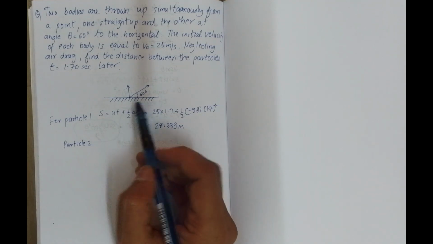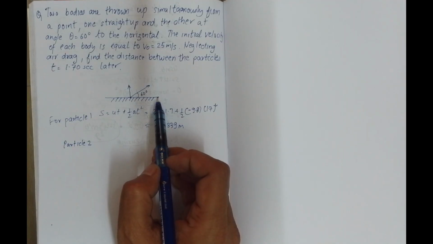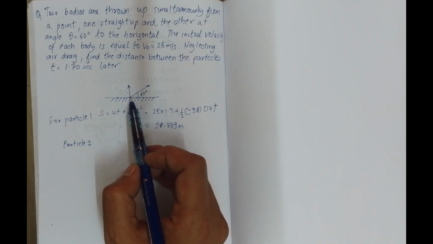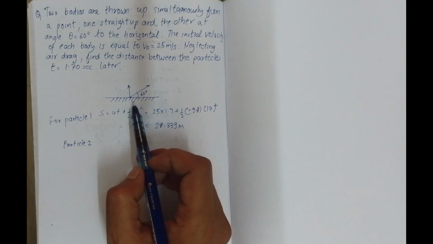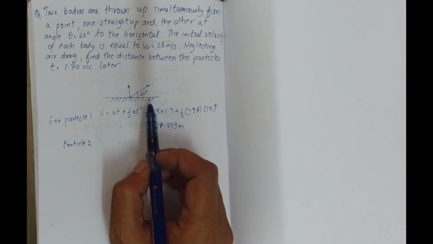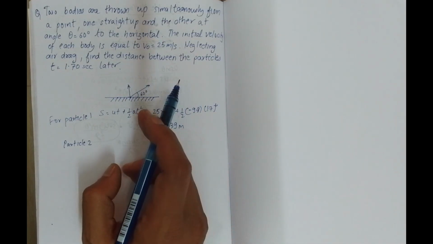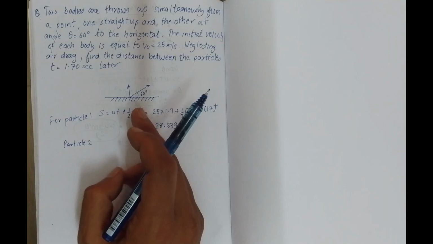there will be two displacements. Why? Because it is thrown at an angle, so there will be a horizontal displacement and a vertical displacement. Its velocity has a horizontal component and a vertical component, both. So as we know, the horizontal component will remain constant because in the horizontal direction there is no acceleration. The only acceleration that exists is in the vertical direction.